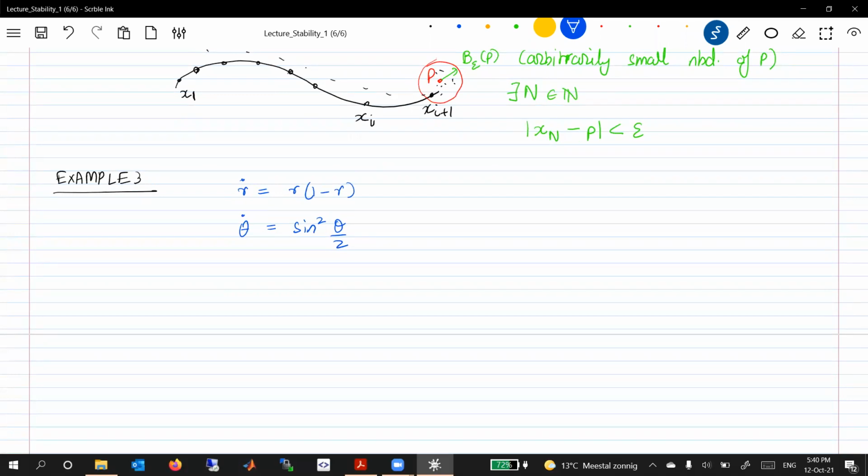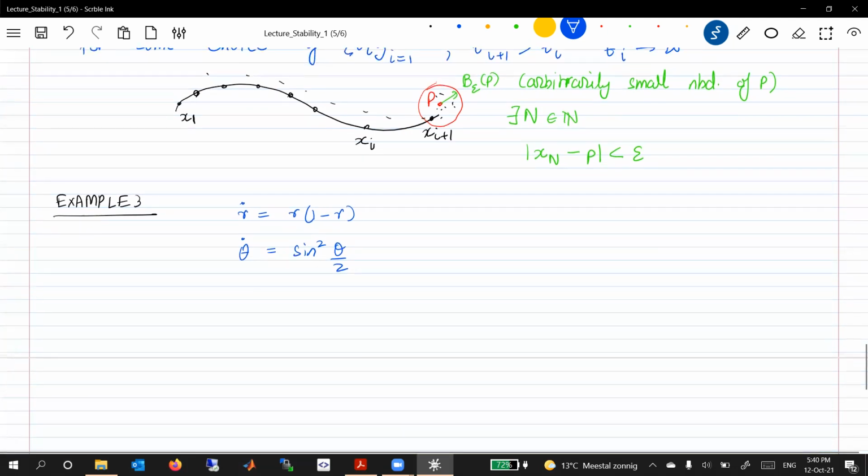So we have r dot is r times 1 minus r, and theta dot is equal to sine squared theta. This is in polar coordinates. If we look at this two-dimensional dynamical system, these are actually two decoupled equations, right? So we can look at them individually and infer their dynamics. In particular, sine squared theta is a non-negative number, so it would always be greater than or equal to 0. So in some sense, theta would keep on increasing no matter what initial theta we pick.